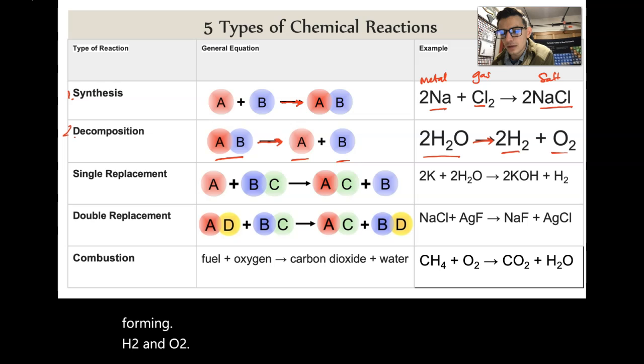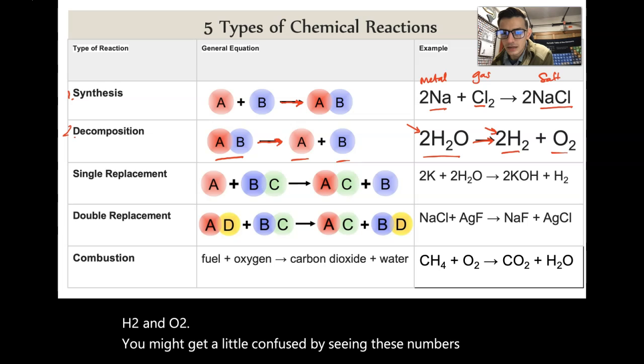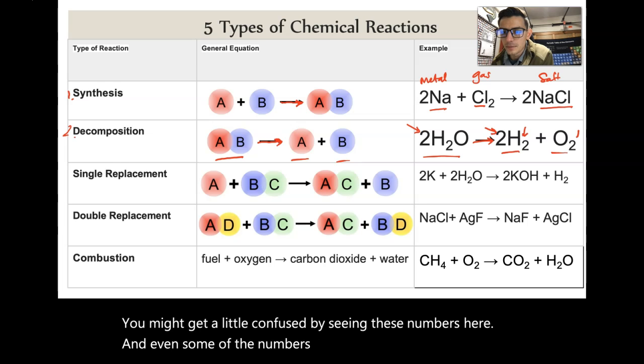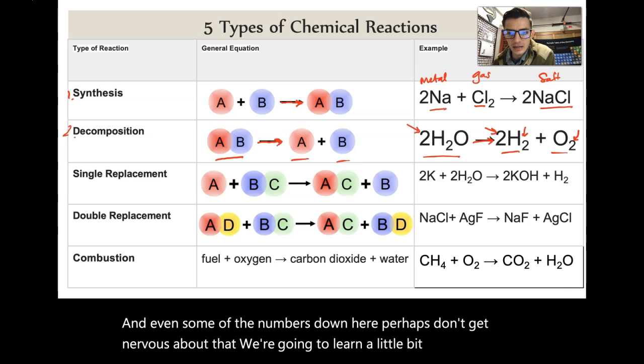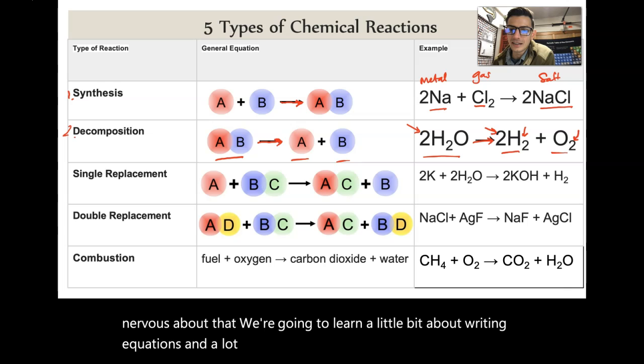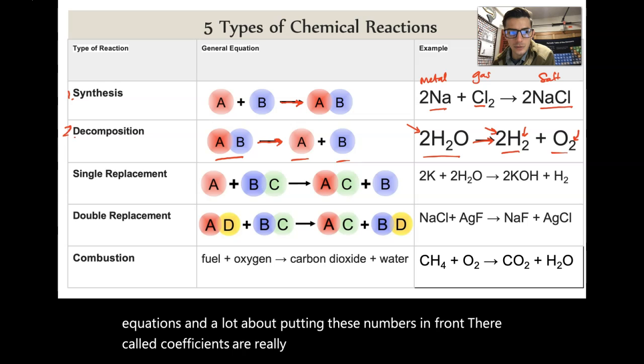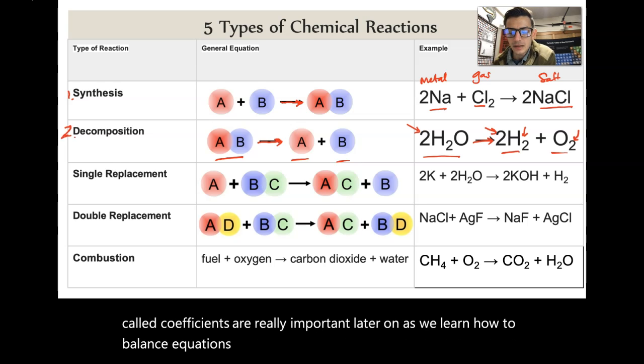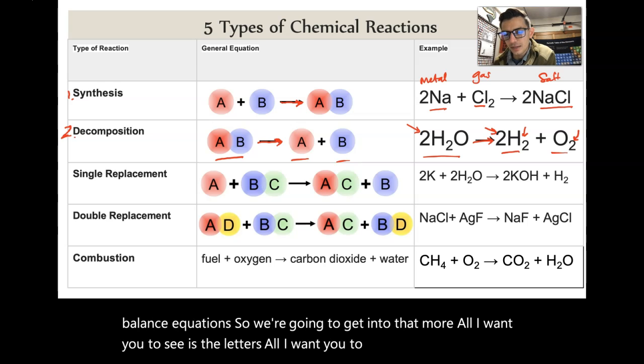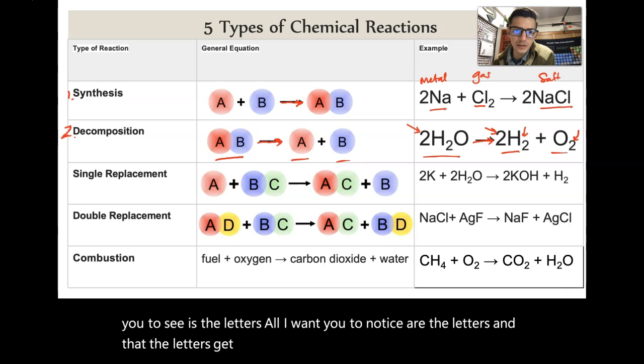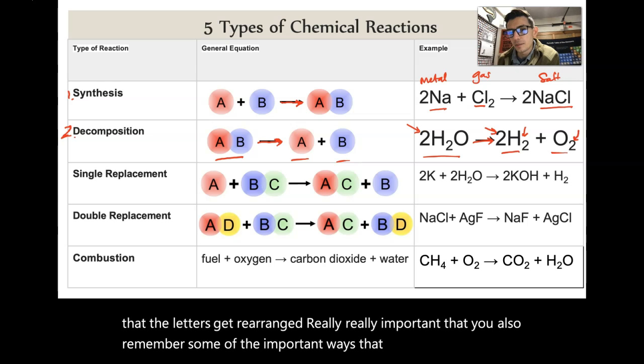You might get a little confused by seeing these numbers here, and even some of the numbers down here, perhaps. Don't get nervous about that. We're going to learn a little bit about writing equations and a lot about putting these numbers in front. They're called coefficients. They're really important later on as we learn how to balance equations. So we're going to get into that more. All I want you to notice are the letters, and that the letters get rearranged. Really, really important that you also remember some of the important ways that we symbolize chemical elements.